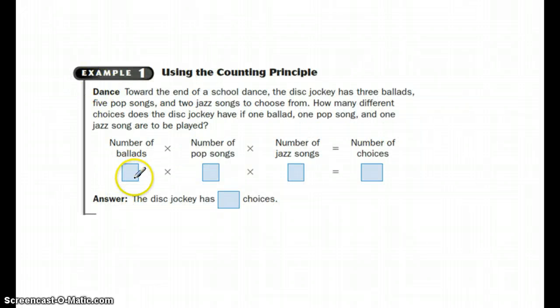Toward the end of a school dance, the disc jockey has 3 ballads, 5 pop songs, and 2 jazz songs to choose from. How many different choices does the disc jockey have if 1 ballad, 1 pop song, and 1 jazz song are to be played? Well, simply there are 3 ballads times the number of pop songs, which is 5, times the number of jazz songs, which is 2. 3 times 5 is 15. 15 times 2 is 30, so there are 30 choices that the disc jockey has.